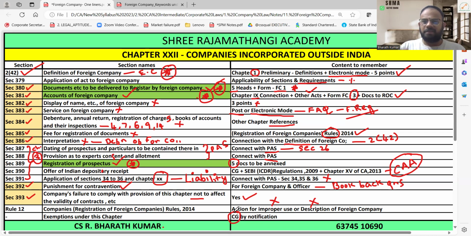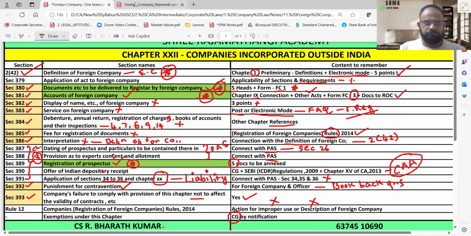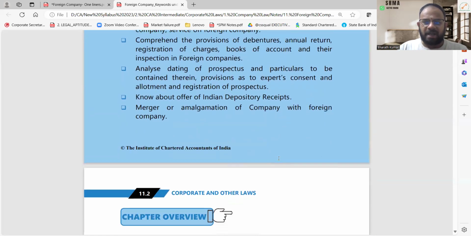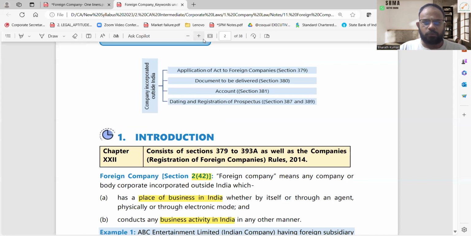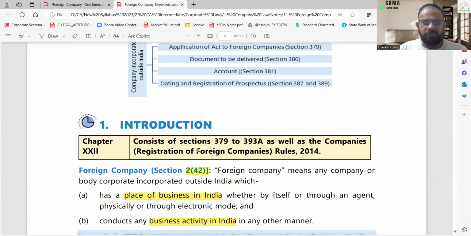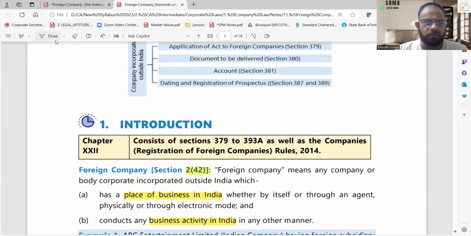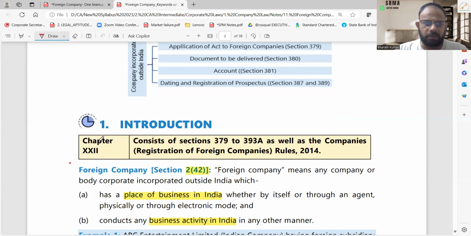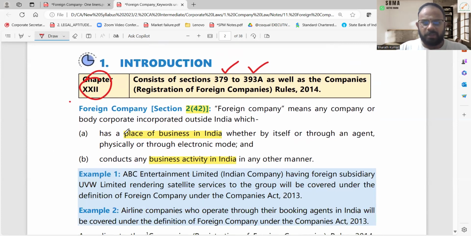Now, are you getting a picture that this chapter is nothing? Yes. So shall we go to the institute material and cover this? Yes. Now we are into chapter number 11 of the institute material. But as per this, you should cover chapter number 22. See here, they have told here very simply, it is going to be chapter number what? Chapter number 22. So we will cover this. Chapter number 22, 379 to 393A. This and all we should try to cover based on what? Based on the foreign company, that this and all. Yes. Shall we go one after another?